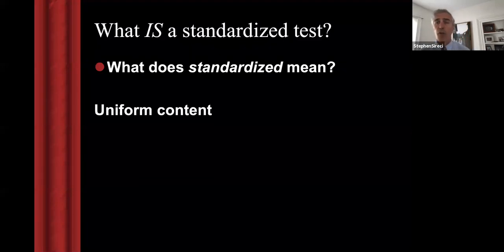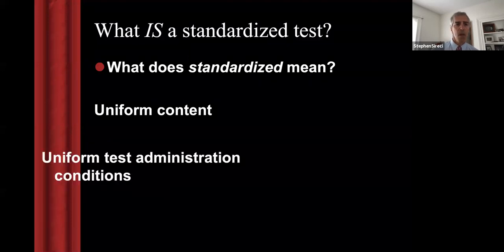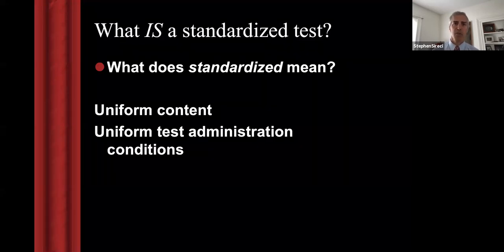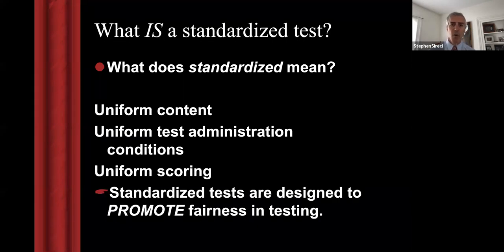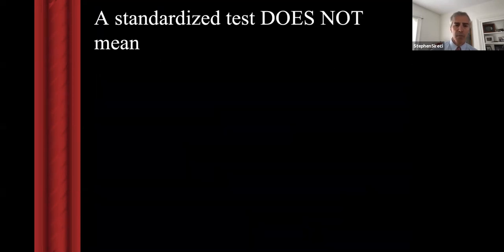because with respect to standardized testing, what we mean by standardized is, first of all, uniform content. Everyone is tested with the same content. Also, we have uniform test administration conditions. Everyone's tested in the same conditions. And the third element of standardization is uniform scoring. So everyone is scored the same on the same content in the same conditions. The idea is actually to promote fairness so that everyone is competing on a level playing field. So keep everything the same for everybody.